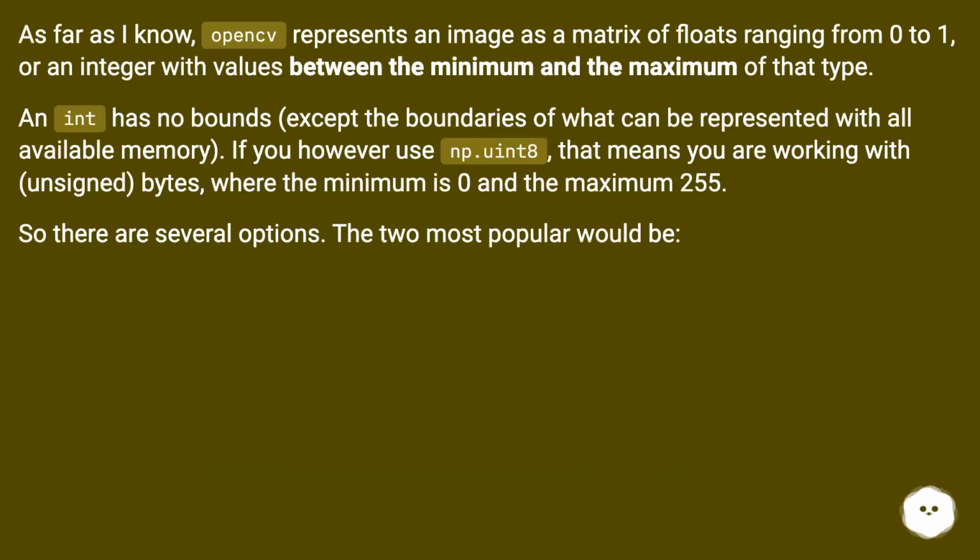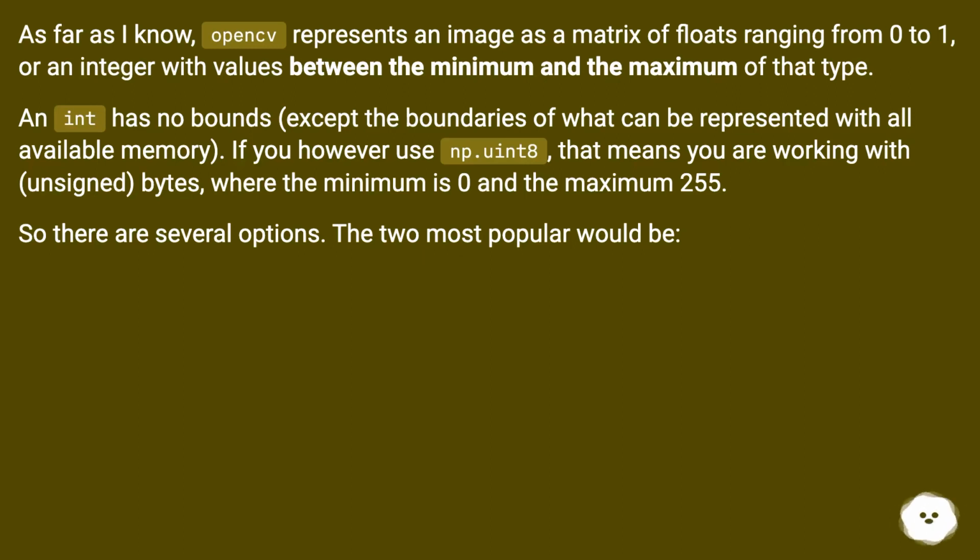As far as I know, OpenCV represents an image as a matrix of floats ranging from 0 to 1, or an integer with values between the minimum and the maximum of that type. An int has no bounds, except the boundaries of what can be represented with all available memory. If you however use np.uint8, that means you are working with unsigned bytes, where the minimum is 0 and the maximum 255. So there are several options.